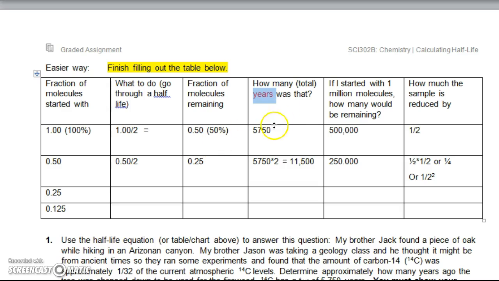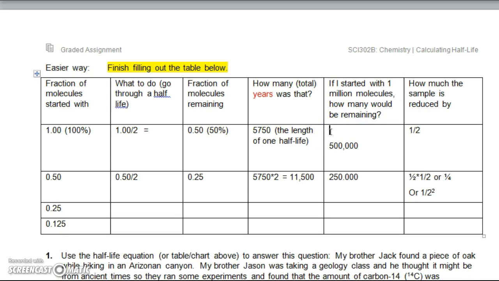So if this is carbon, we're saying every half-life is 5,750 years. All right, so after 5,750 years, we started with 100%, now we only have 50%. If I started with 1,000,000 molecules, how many would be left? So I started with 1,000,000, I divided it by 2, I have 500,000 left. And we reduced it by a half, or 50%.